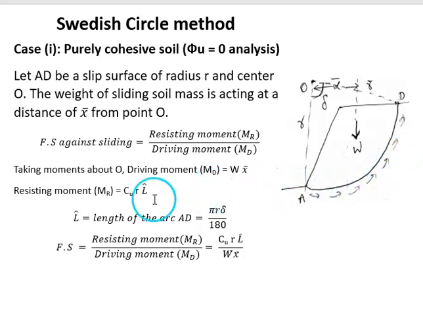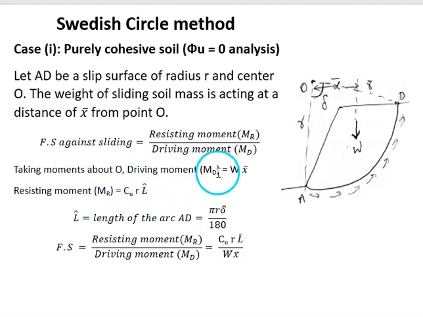Because cohesion is given as a pressure, we have to multiply with the arc length to convert it into force. So Cu into arc length, because it is acting along the arc, multiplied by perpendicular distance. We have to take the moments about point O. So perpendicular distance is R. So this is the resisting moment.